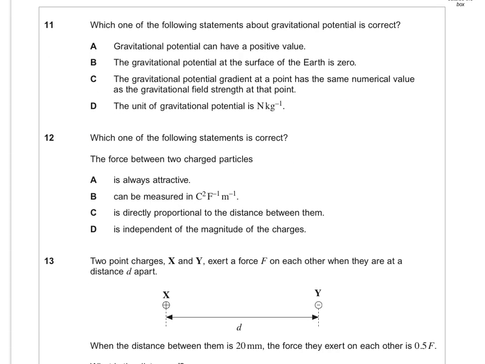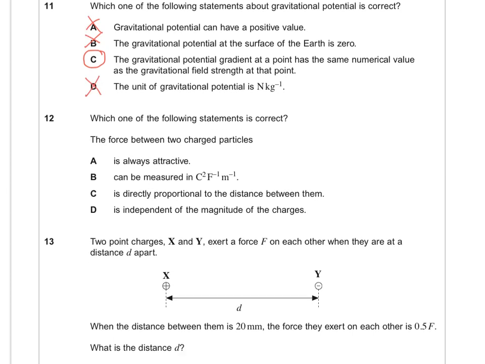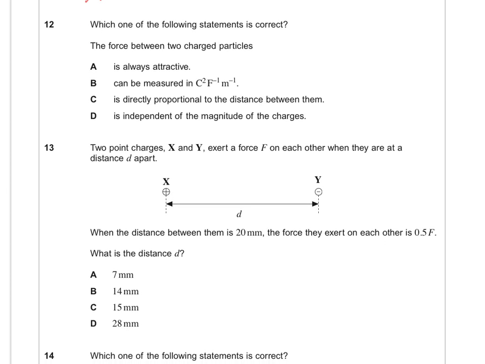Which one of the following statements about gravitational potential is correct? Gravitational potential can have a positive value. Rubbish. They're all negative. Potential at the surface of the Earth is 0. Rubbish. It's not. If you put that into the equation, that's obviously not correct. Gravitational potential gradient at a point is the same value as the field strength. Yes, the field strength is often known as the potential gradient. The unit of gravitational potential is newtons per kilogram. Rubbish, that's field strength.